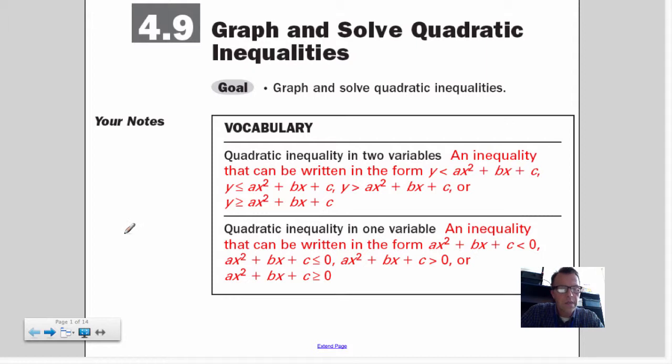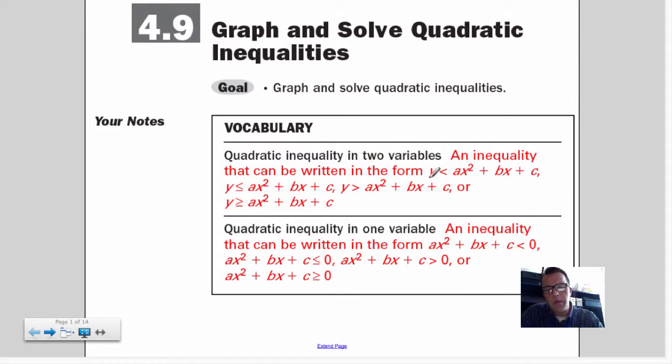Okay, here's our video for section 9.4. This is graph and solve quadratic inequalities. So we're dealing with inequalities here in this section. We're going to go through two different types of inequalities.